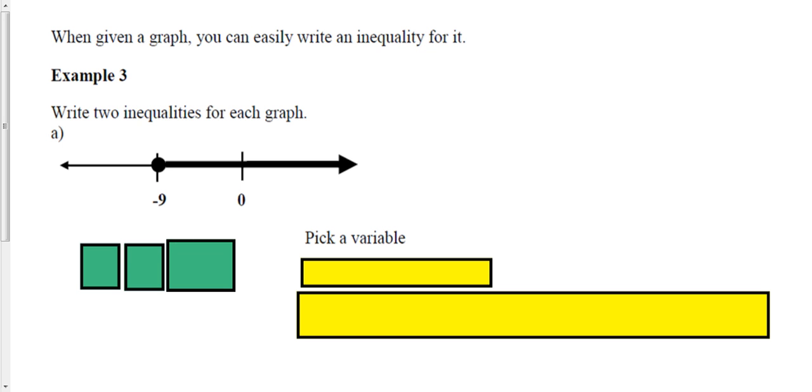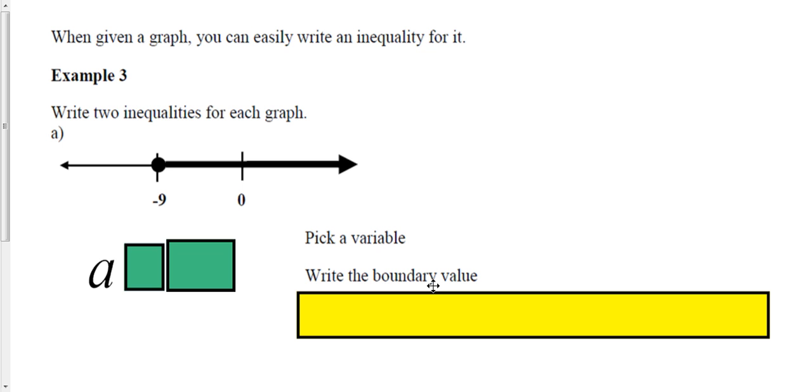I chose A. So there, I'm writing it on the left side of the inequality. Here's going to be my inequality here. What goes on this right side of the inequality? Well, the boundary point. So you pick your variable. Now write the boundary value, right there where the circle is, -9.